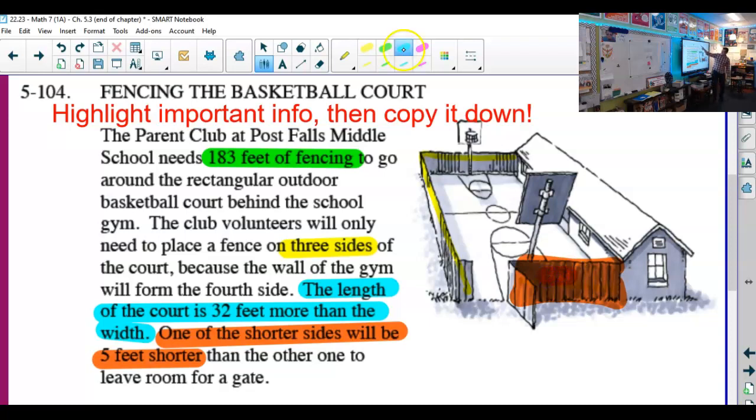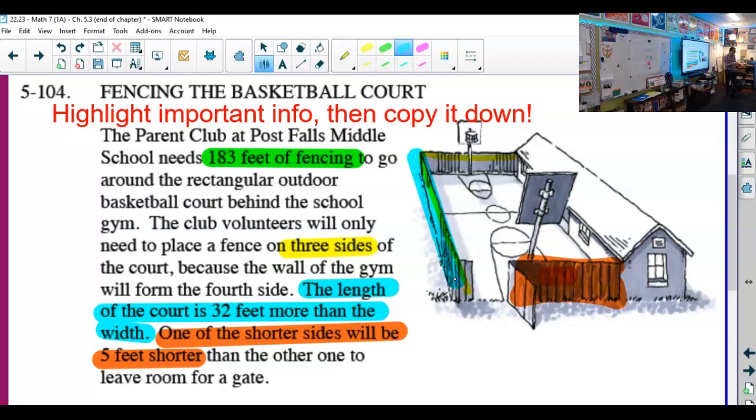The length of the court, so I think this, the length of the court. And then, do we know the short side? Like, do we know how big the short side is? No? Well, what could we use for something we don't know? X. Ooh, like X.